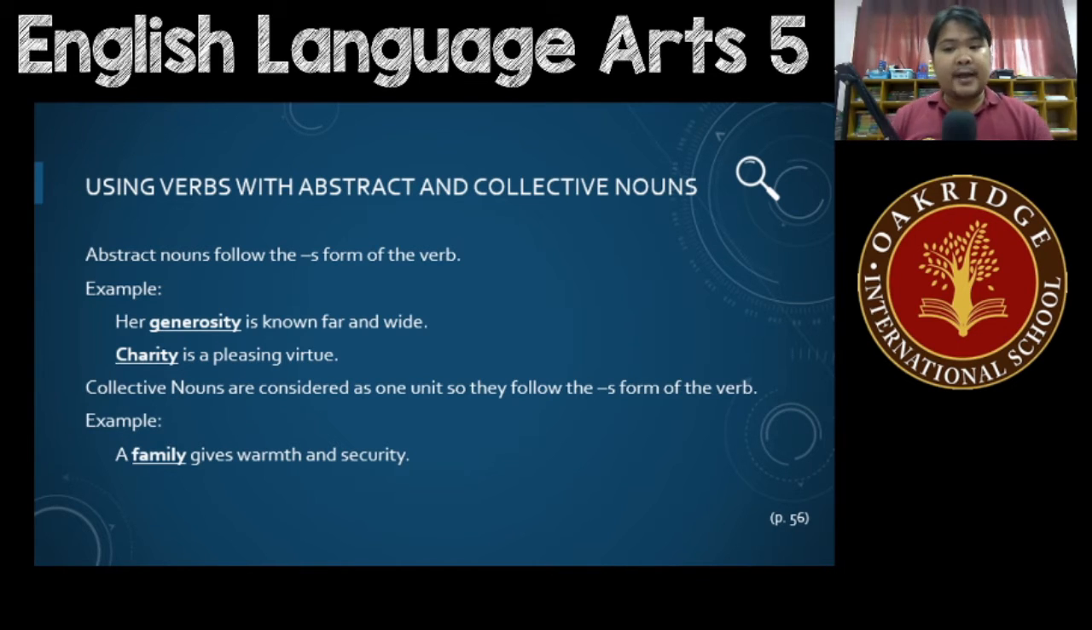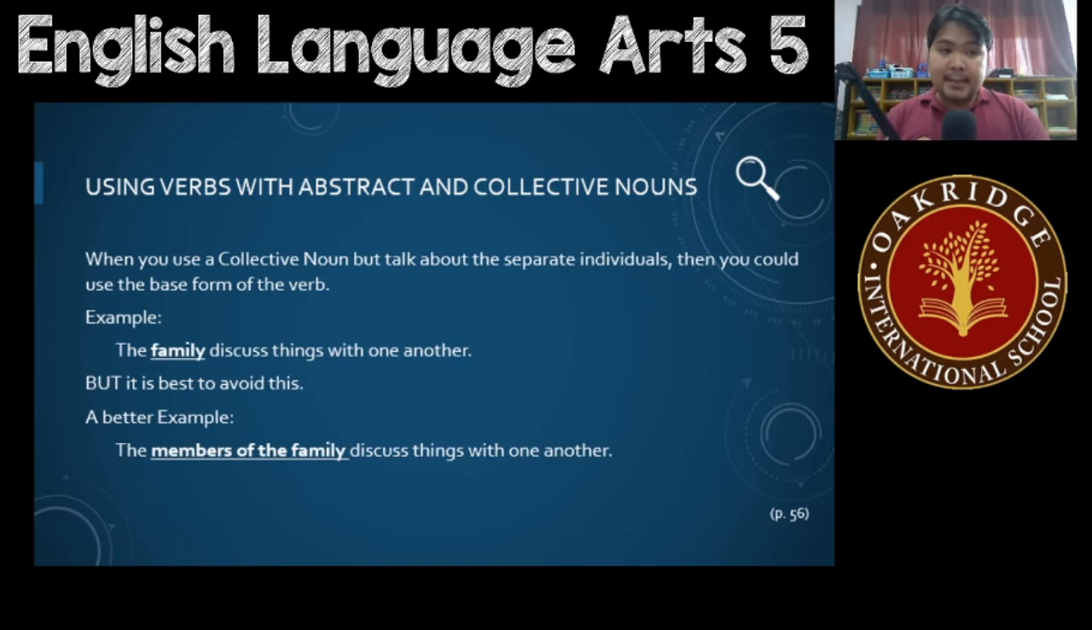Now, what about collective nouns? Collective nouns are considered as one unit. So same thing, you would consider them as singular. So for example, a family gives warmth and security, right? So your verb there is "gives." It has the S form.